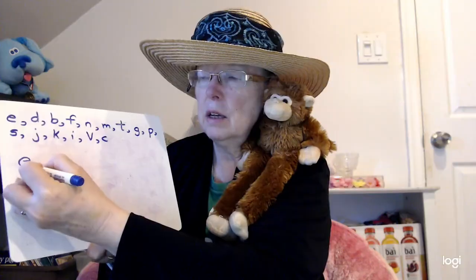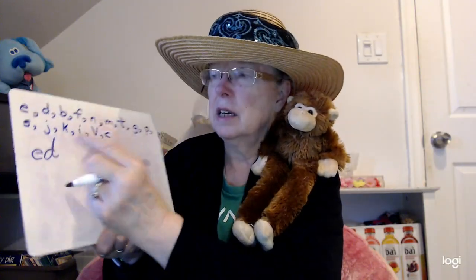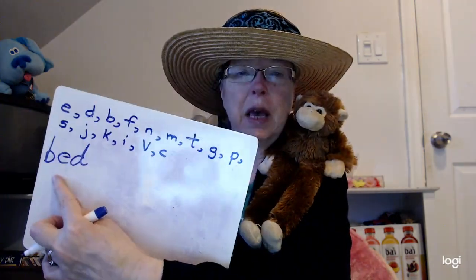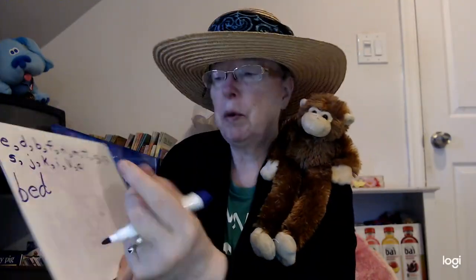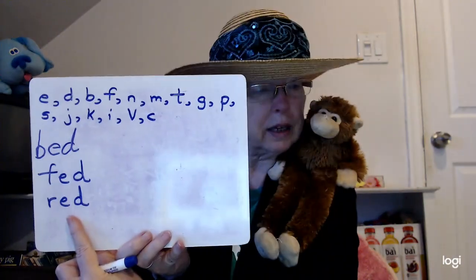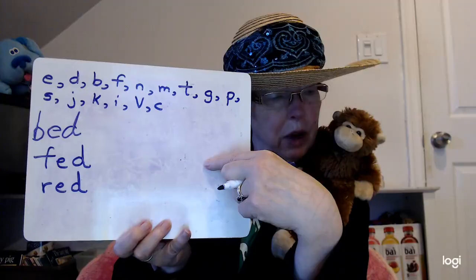We are going to start off with putting an E with a D, and we get ed. Add a B and you get bed. We take away the B, replace it with an F, and we get fed. Take away the F, replace it with an R, and we get the word red. All of these 3 words rhyme. They sound alike. Bed, fed, and red.